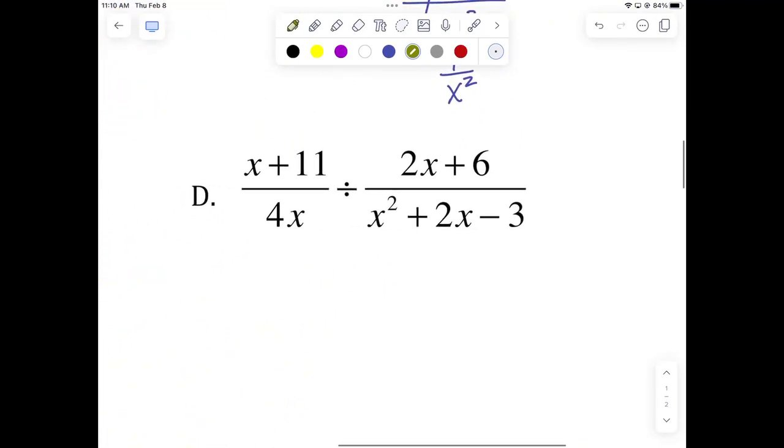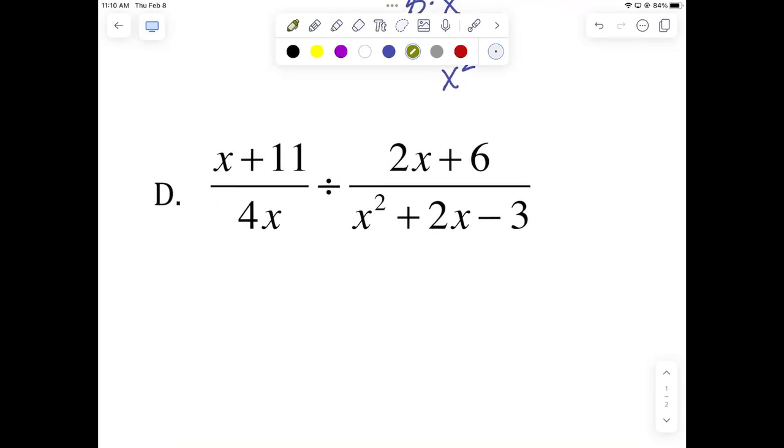This is division, so we got that one extra step, step 0. I'm going to do it quietly by myself, and we'll compare answers.